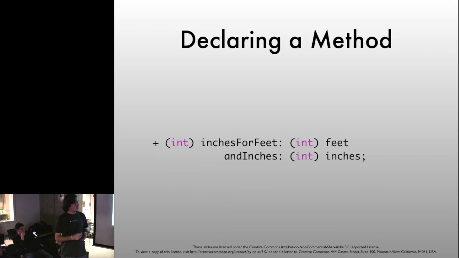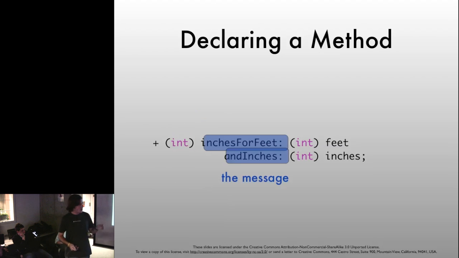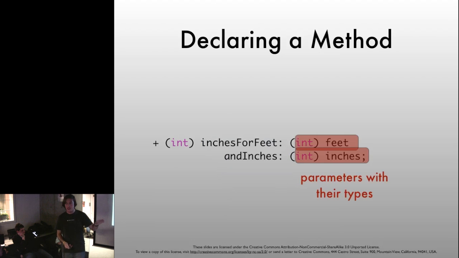Okay, so a slightly more complicated example. Now we're going to declare a class method that takes two parameters, and this is maybe some number class that converts feet to inches and inches to feet and back and forth. So we say plus sign to indicate that we're defining a class method. So again, that means we don't need an instance of the class. We can just call it on the class itself. Again, we have the return type in parentheses, and then again, this is the name of the message. And then we have the parameters with their types.